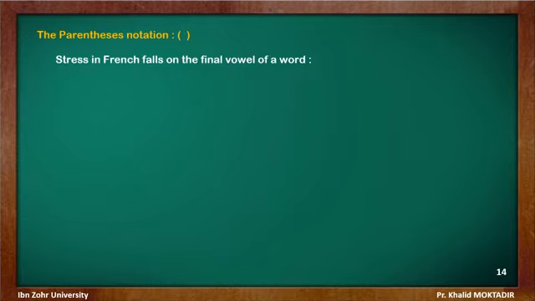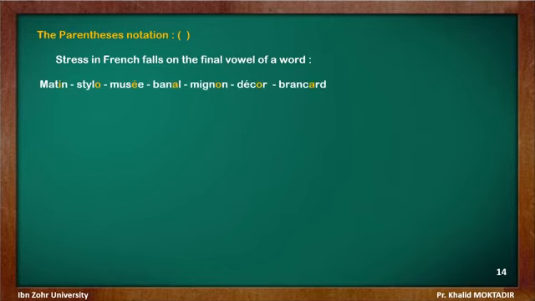The parentheses notation is another way of combining rules, and it's used to indicate that a segment or an item is optional in a rule. That is, it could be there or not. Stress in French falls on the final vowel of a word. Example: matin, stylo, musée, banal, mignon, décor, rencard.